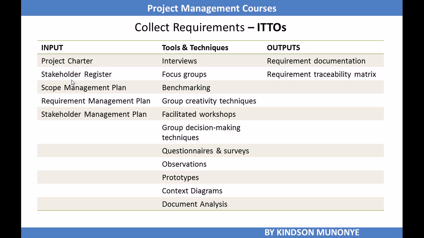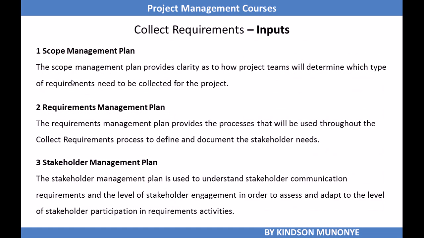Let's now zoom into these items to see how they apply in collect requirements. The scope management plan provides clarity on how the team will determine which type of requirements need to be collected. The requirements management plan is an output of plan scope management and provides the processes that will be used throughout the collect requirements process to define and document stakeholder needs.